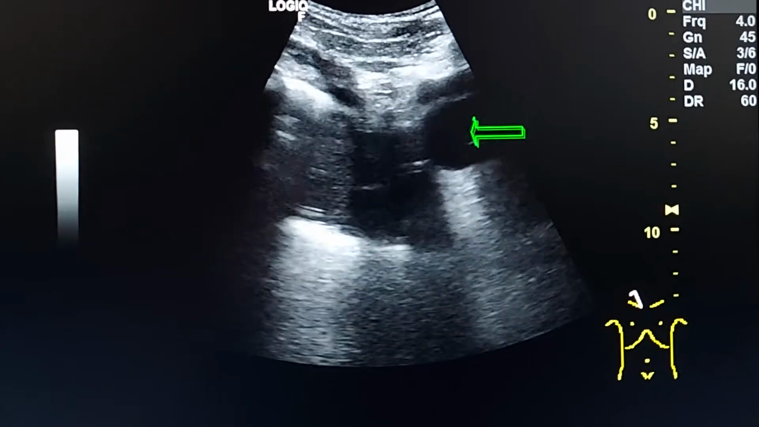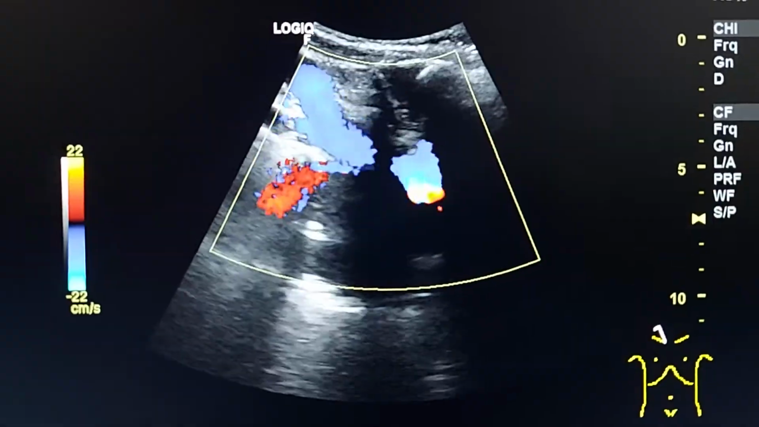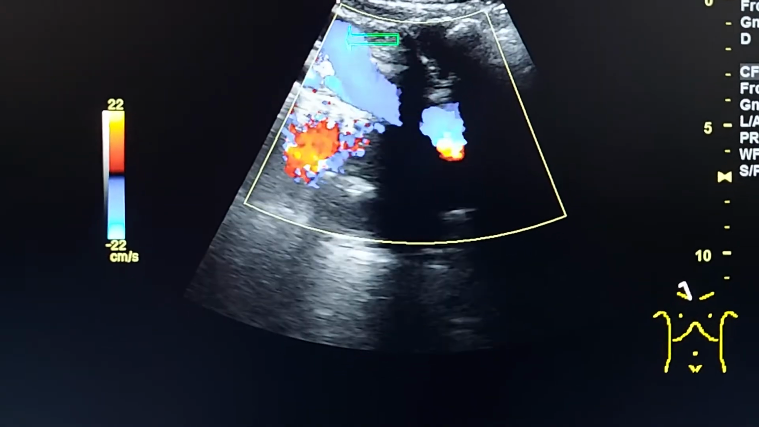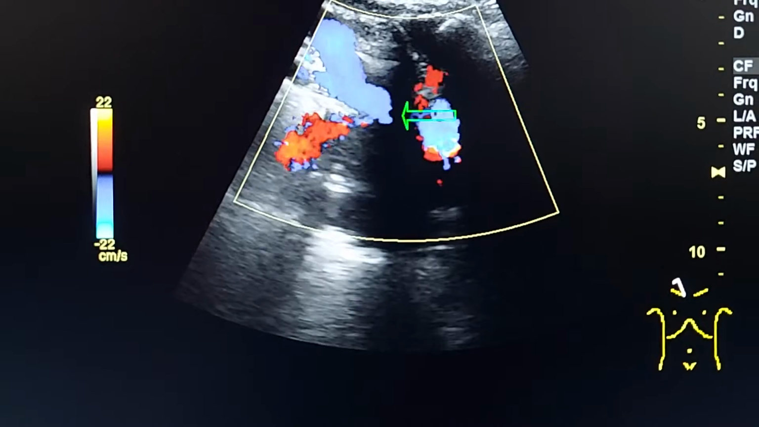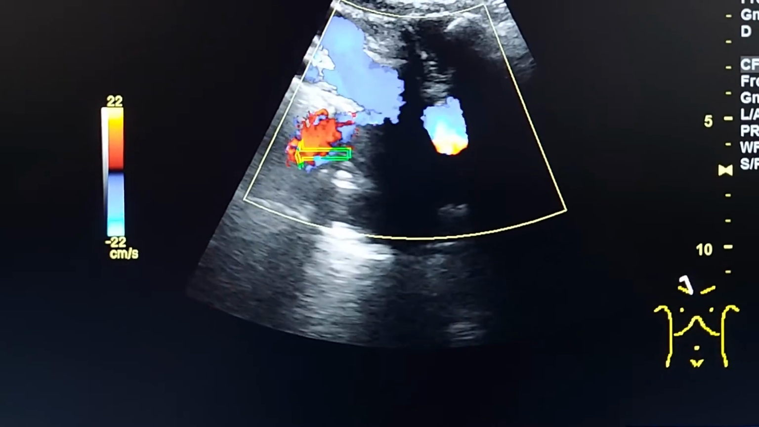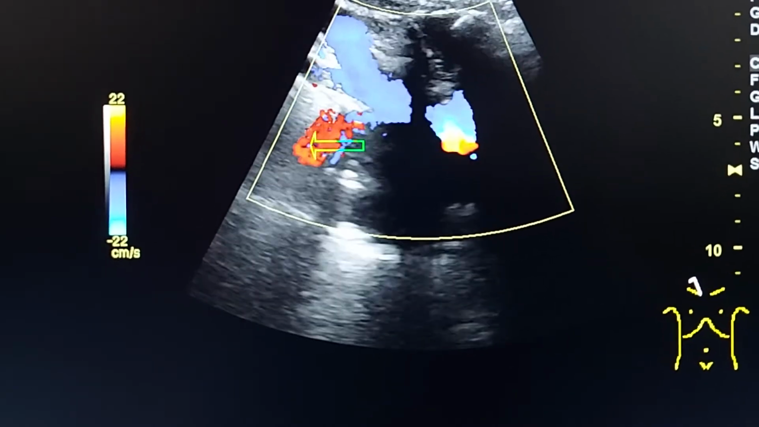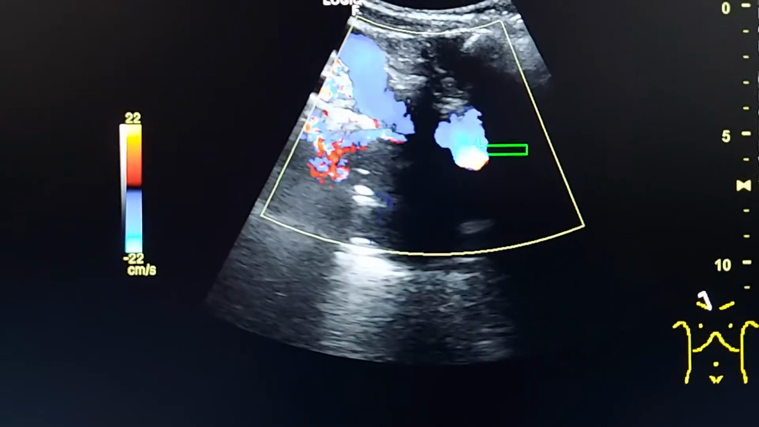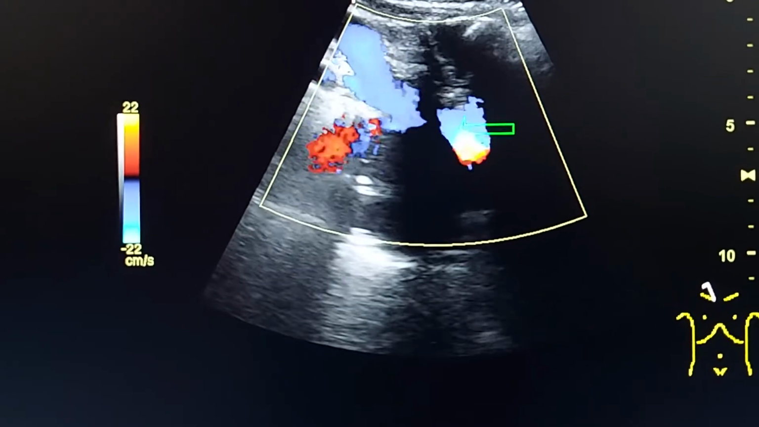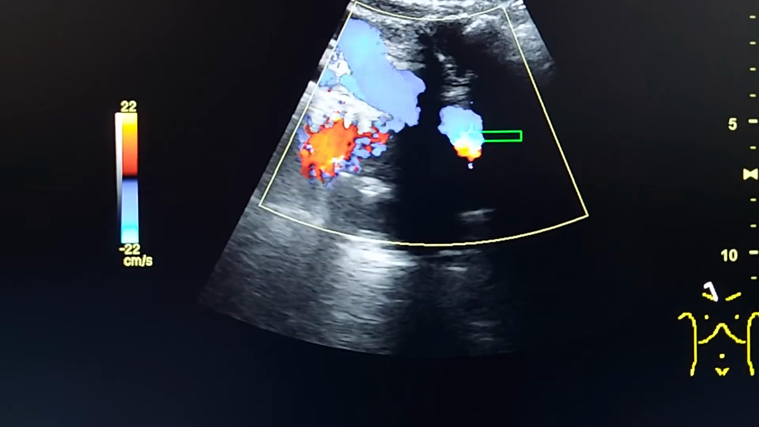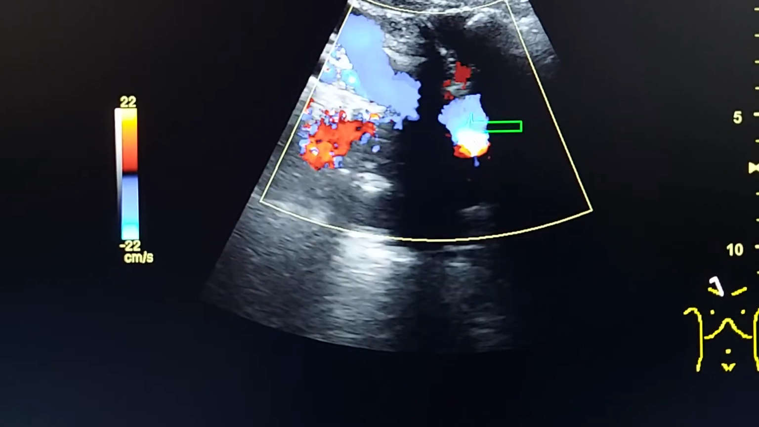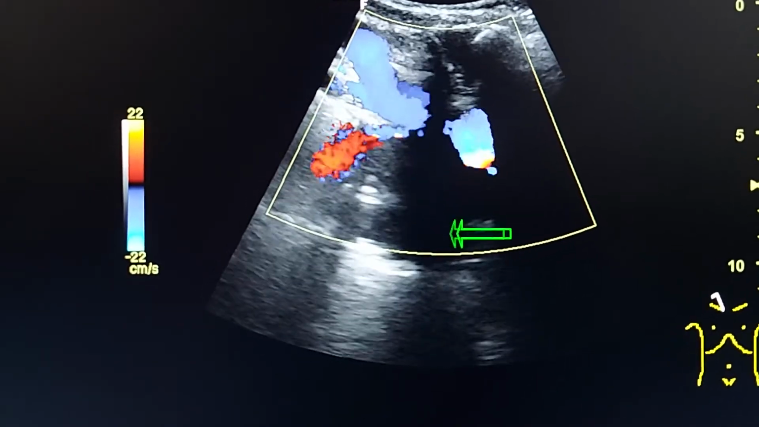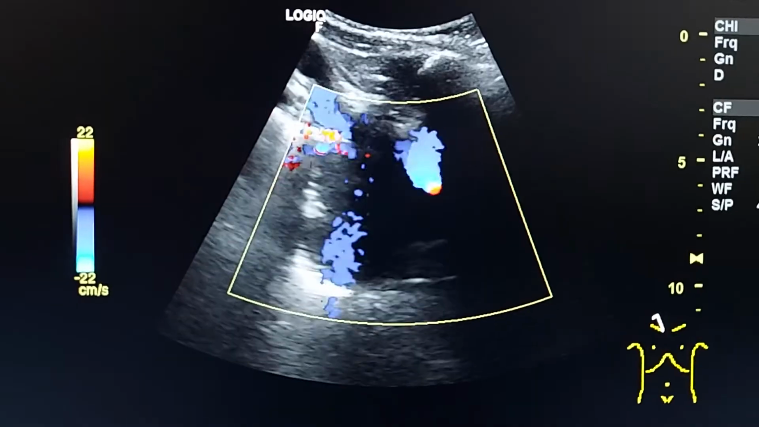This is the aortic arch. By color Doppler we see flow from the internal jugular vein joining the right subclavian vein, and here is the flow in the right brachiocephalic vein, and this is the mass compressing it.